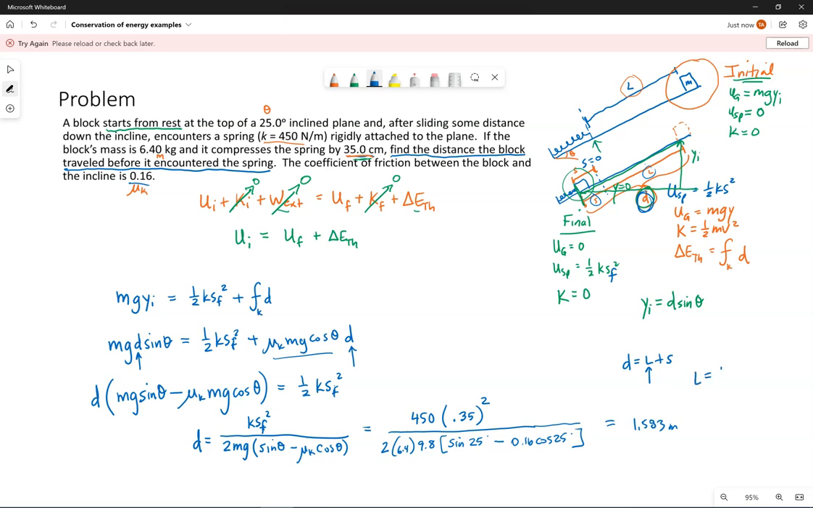So L, we just need to take what we just found, this total distance, and subtract off the distance the spring was compressed. So 1.23, and again we had the 2 sig figs, so 1.2 meters is the distance the block slid prior to hitting the spring.